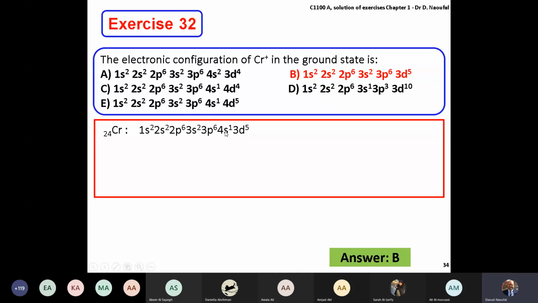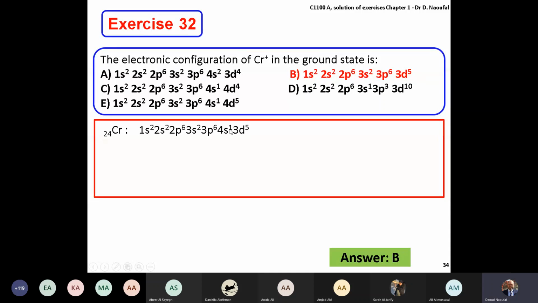So one electron passes from s to d, and the electronic configuration ends by 4s1, 3d5. Now, for the electronic configuration of chromium plus, we have to remove one electron from chromium. As a rule, the electron removed is the electron most distant from the nucleus, the electron on the higher level. So if we want to remove one electron, we have to remove 4s1.